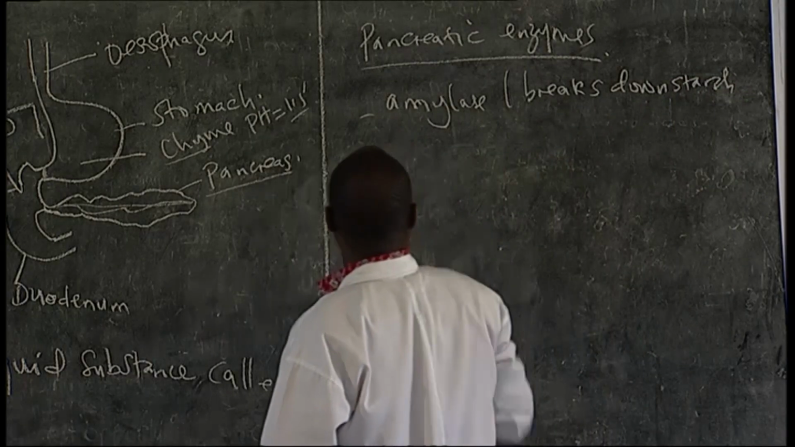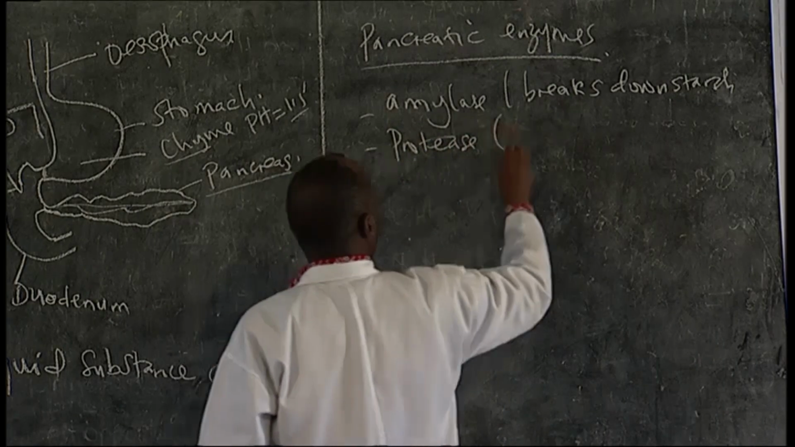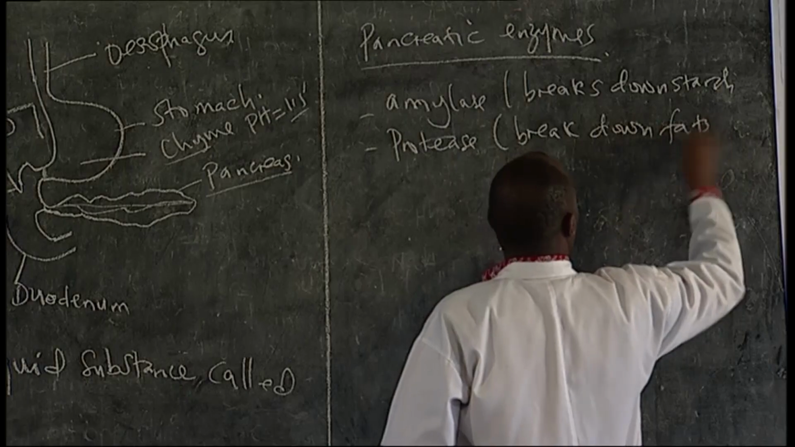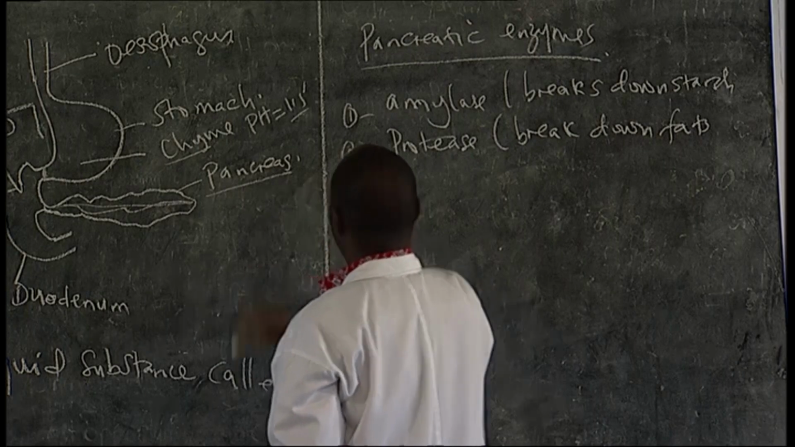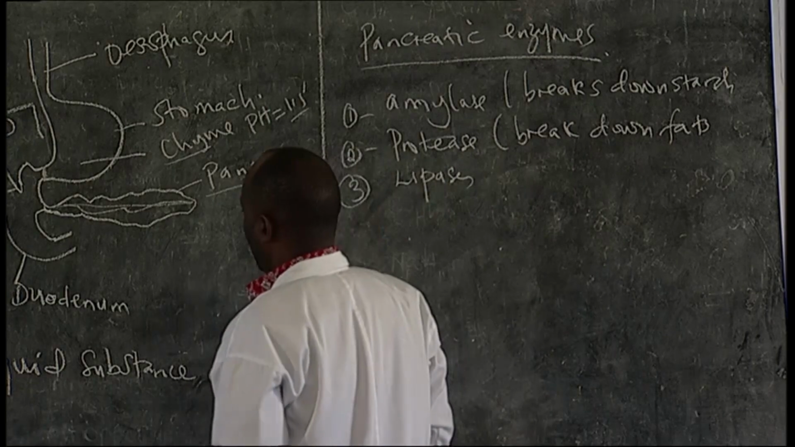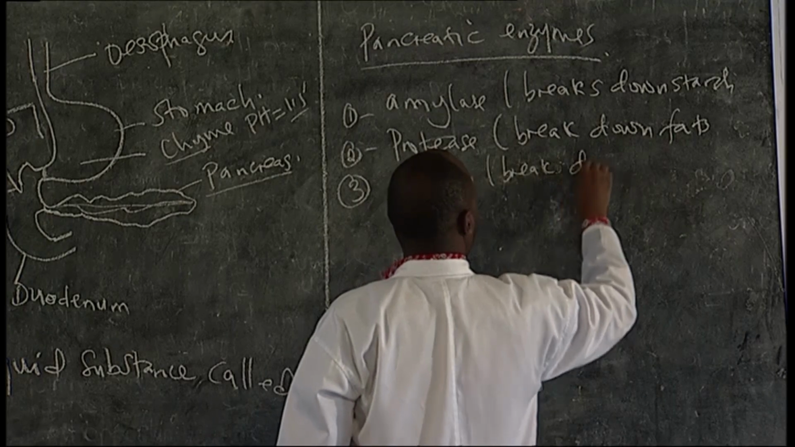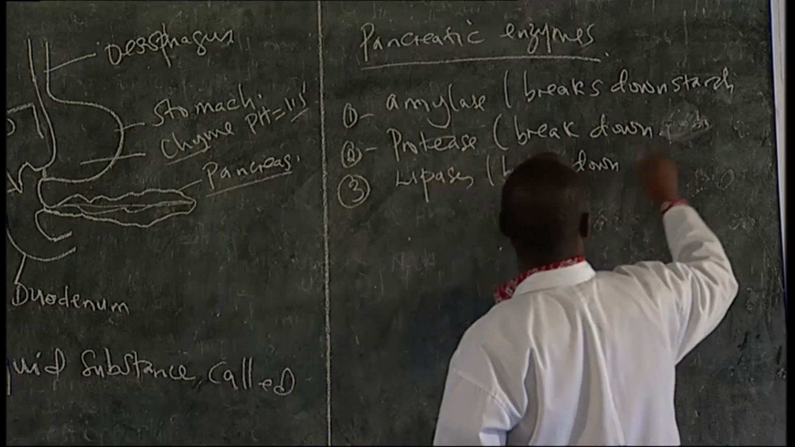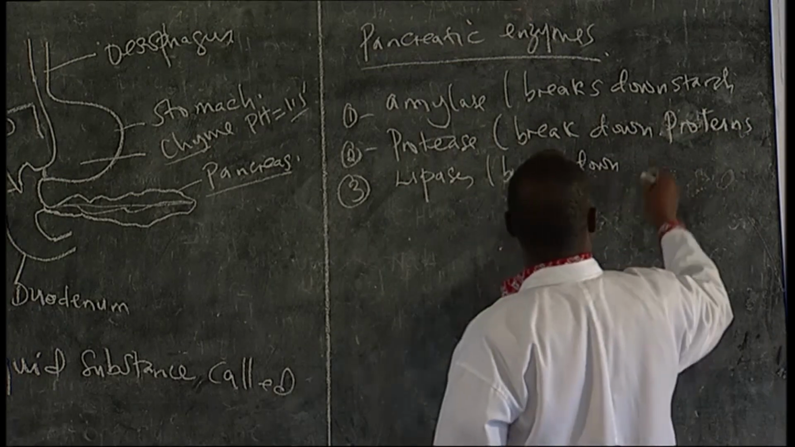We have another one, which is the protease enzyme. So these are pancreatic enzymes. This is number one, this is number two. We have number three, an enzyme called lipase, which is also going to be released by the duodenum. Sorry, protease breaks down proteins into peptides, and then the lipase breaks down fats.